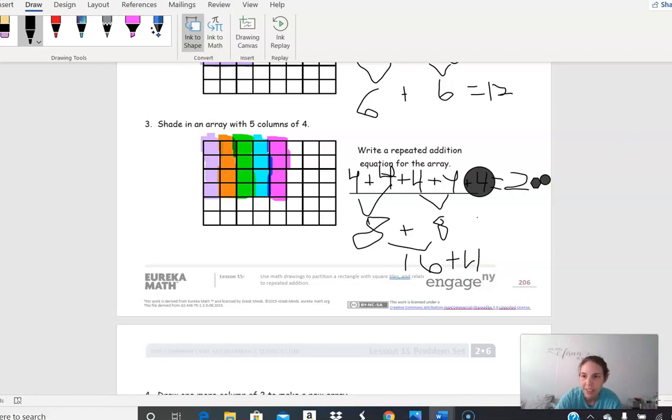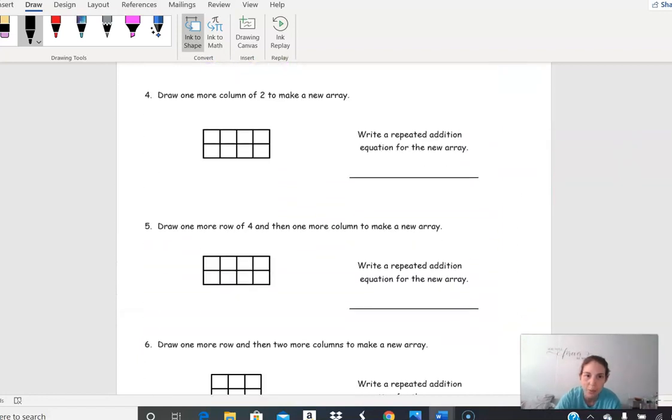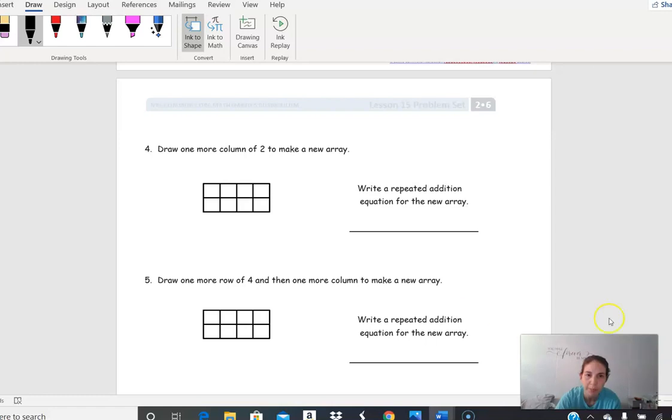Okay. Let's look at one more. Draw one more column of 2 to make a new array. Okay, so we've got an array here, and they want us to make a new array. So they want us to draw one more column. So I'm going to draw a line over, straight down, over, and then connect the line there. There. But repeated addition equation for the new array.